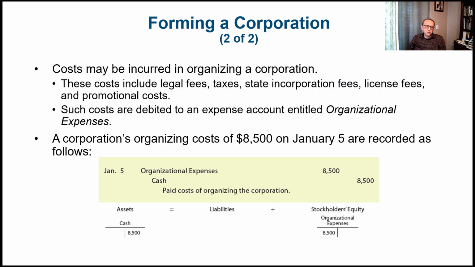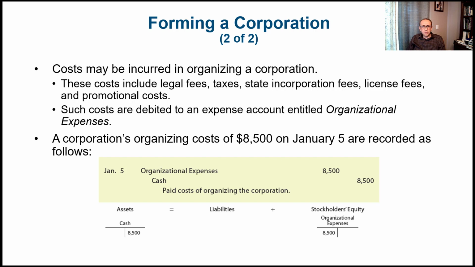So part of the formation of a corporation is the cost. And again, as we said before, to get incorporated is a little bit of a costly process, and you usually need assistance, usually lawyers. So costs may be incurred in organizing a corporation. These costs include legal fees, taxes, state incorporation fees, license fees, and promotional costs. Such costs are debited to an expense account entitled Organization Expenses. So we simplify by just combining all these expenses in the Organization Expense account.